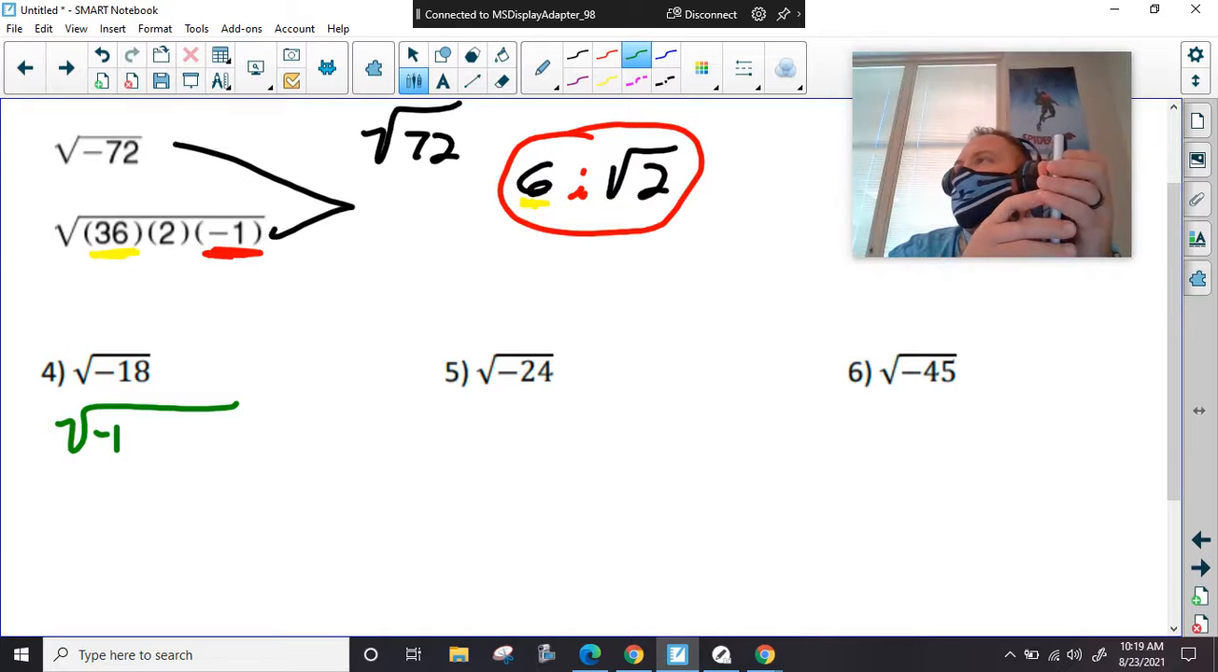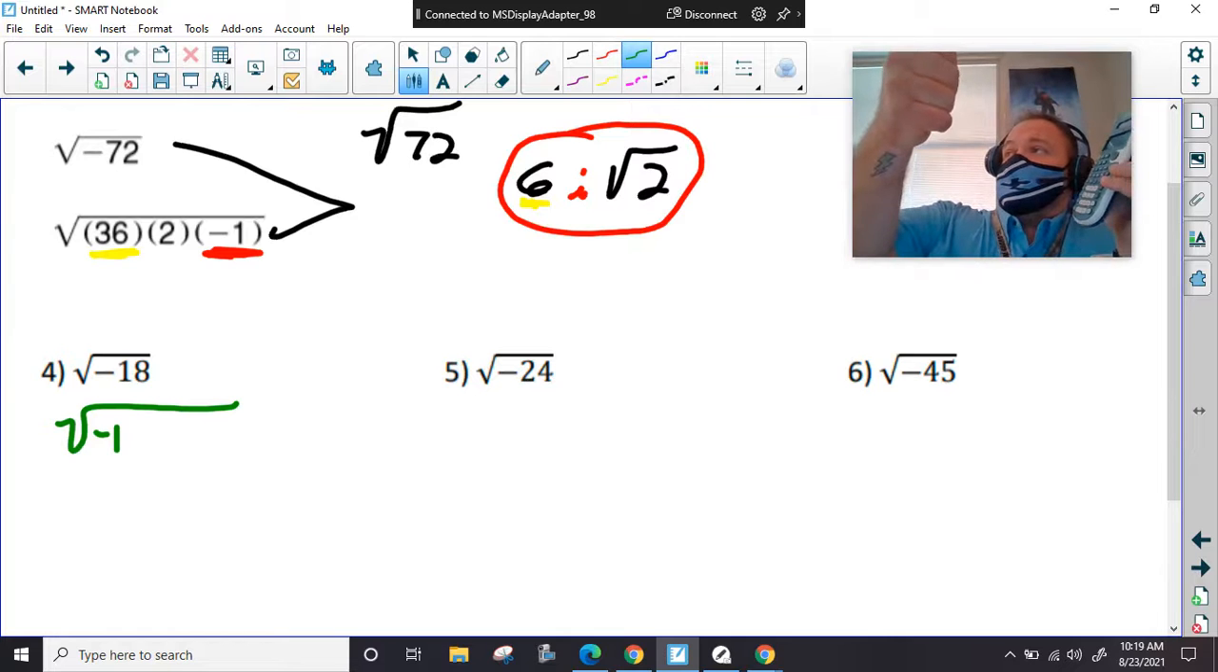Now, this is simplifying radicals. You're trying to find perfect squares in them. But hey, Cameron, let me tell you, if you don't know your perfect squares, get one of these calculators I have back there. It will do it for you every single time.